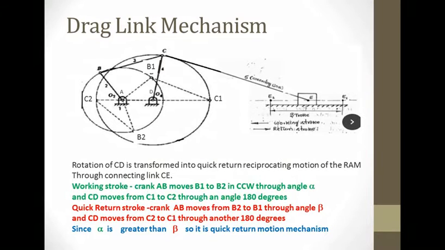The return stroke is a quick return stroke, which I have indicated in red color. The crank AB moves from B2 to B1 through an angle beta, and the link CD moves from C2 to C1 through another 180 degrees. During that time the tool moves from E2 to E1. That is the return stroke. Since alpha is greater than beta, it is called a quick return motion mechanism.